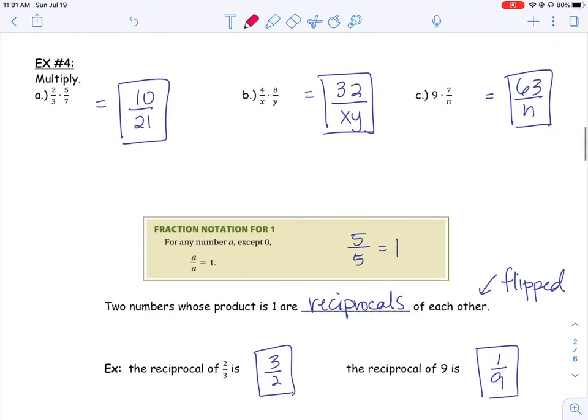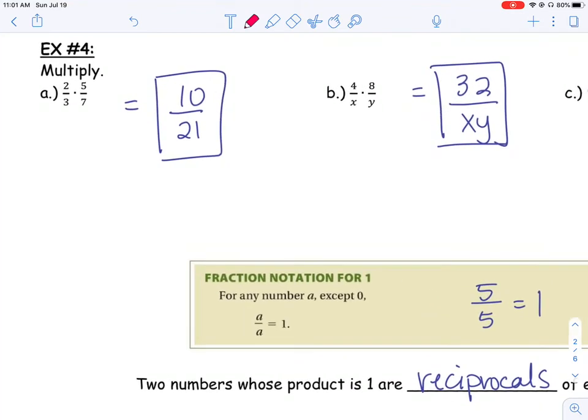But we're going to continue on with example number 4, and we're going to multiply fractions together. Now, when we multiply fractions, we do not need a common denominator. We just simply, again, multiply across the numerators and multiply across the denominators. So on example 4a, we multiply 2 times 5, which is 10, and then 3 times 7, which is 21. So when I multiply 2/3 times 5/7, I get 10 over 21.